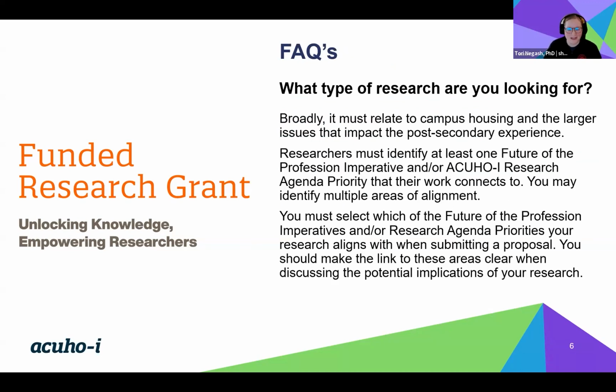Another question that was submitted actually by someone who registered for today: what type of research are you looking for, or what type of research is accepted? So in broad terms, the research must relate to campus housing and the larger issues that impact the post-secondary experience. And within that, we ask that you tie your research to at least one feature of the profession imperative or one research agenda priority. It can be one of each, it can be multiple of each, but that you specifically state which of those your work connects to. And as I said, you can identify multiple areas.